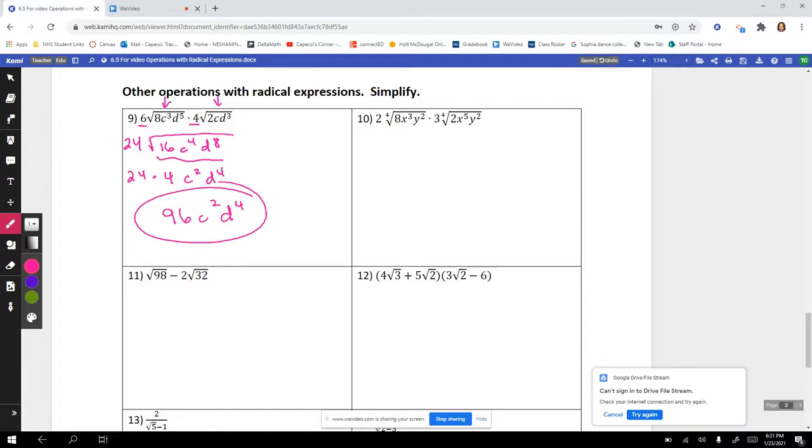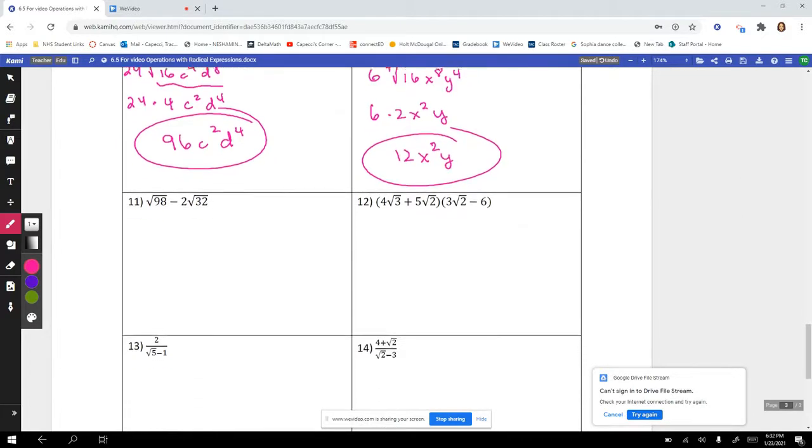Okay, and number 10, I'm dealing with the fourth root. So again, I have 2 times 3 up front. That goes to 6. Fourth root of 8 times 2 is 16. I get x to the 8th, y to the 4th. Now, again, we have a fourth root that is going to work very well for us. The fourth root of 16 is 2, and then I get x to the second and y. So my final answer there is 12x to the second y. Final answer.